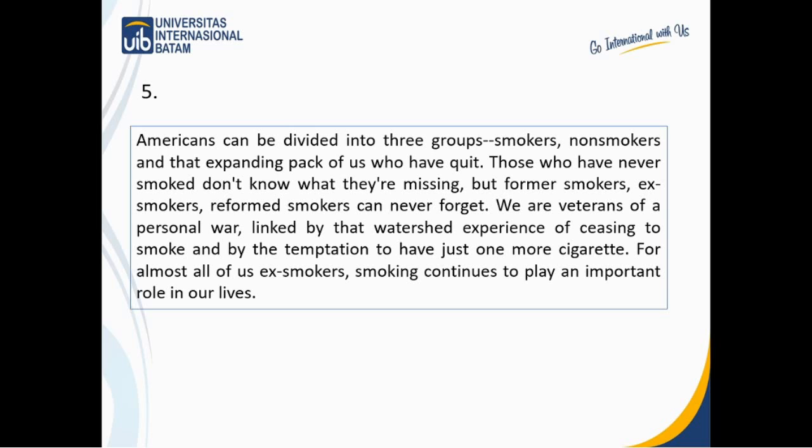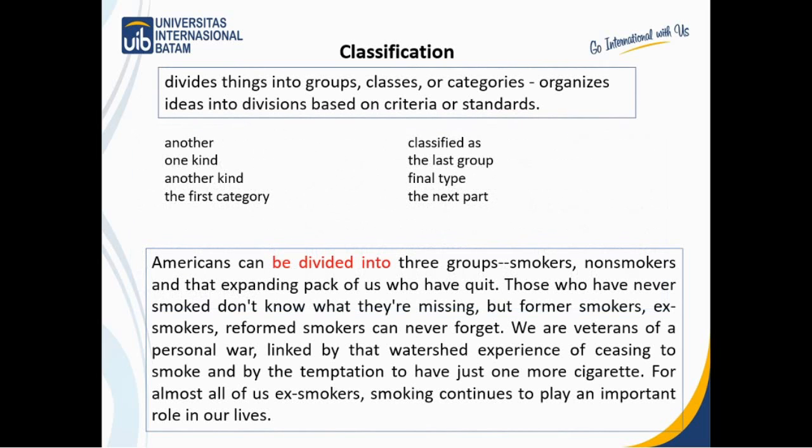We have gone to the fifth type of pattern of organization. The fifth type is classification. This pattern of organization divides things into groups, classes, or categories. This is how the author can give classification of ideas into divisions based on criteria or standards.